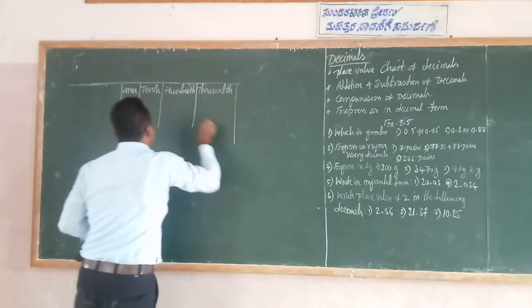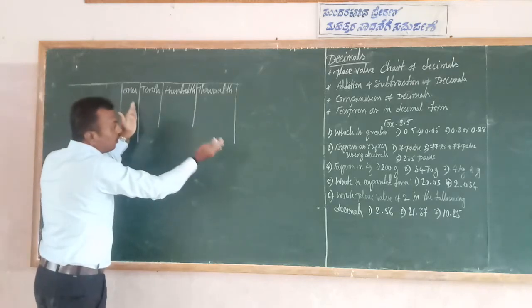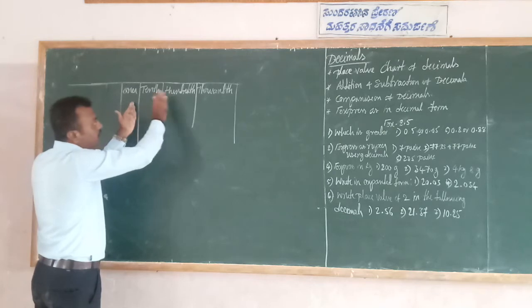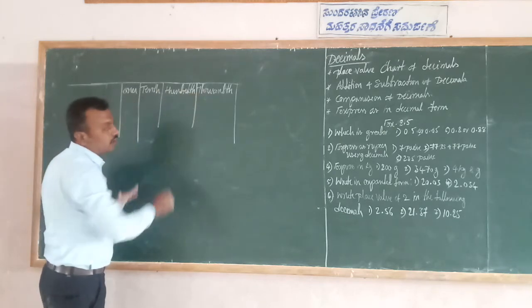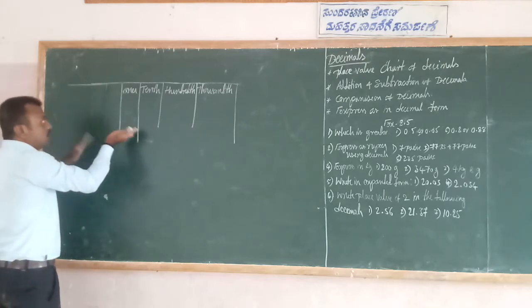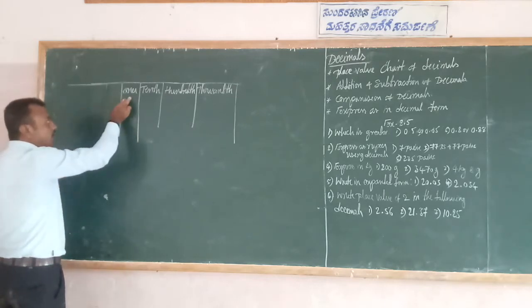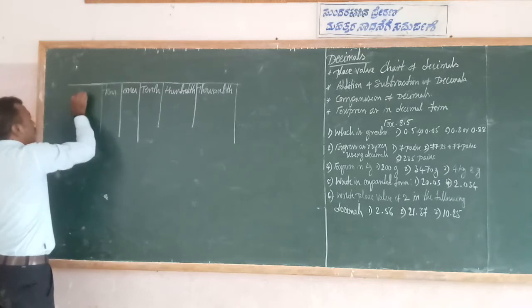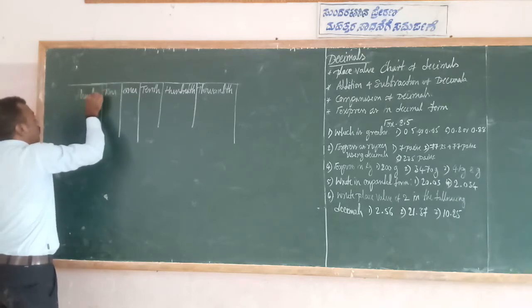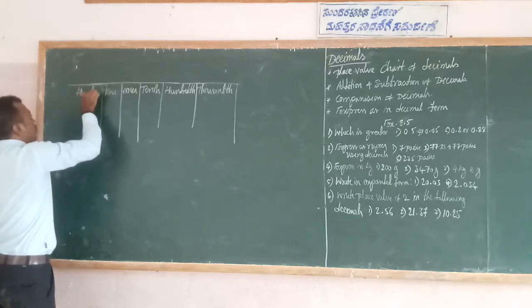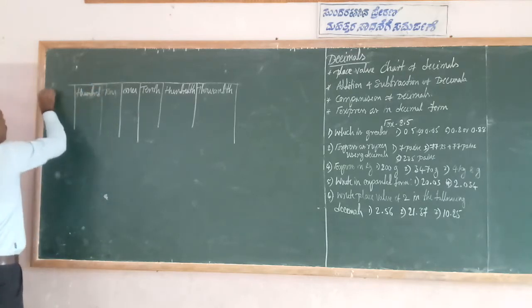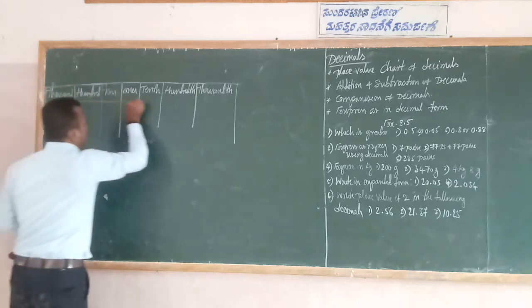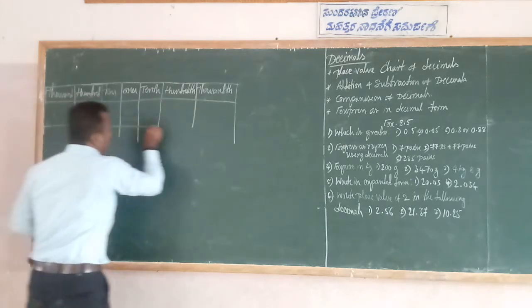So on the right side of the point, the first digit we call tenths, the second digit hundredths, the third digit thousandths. On the left side of the point, as usual in the number system, first ones, after that tens, after that hundreds, thousands, ten thousands, lakh, ten lakh, etc. So this is the place value chart of decimal numbers.